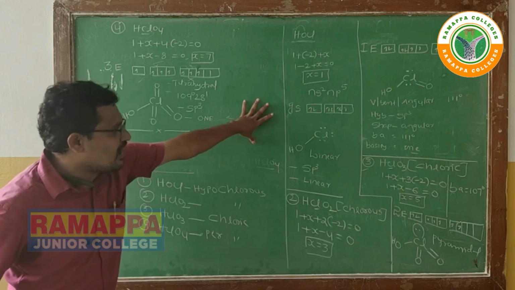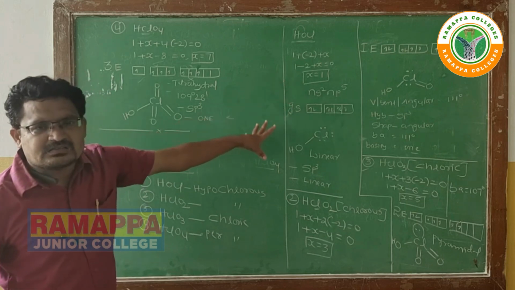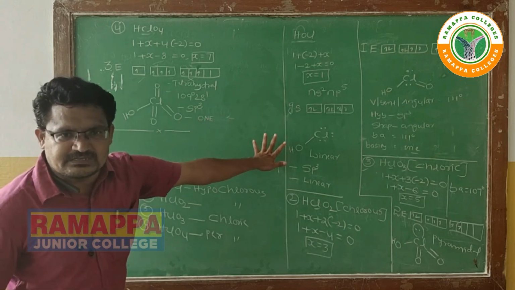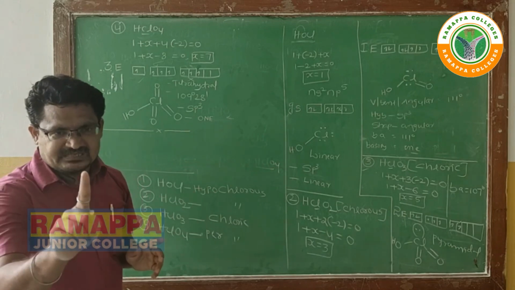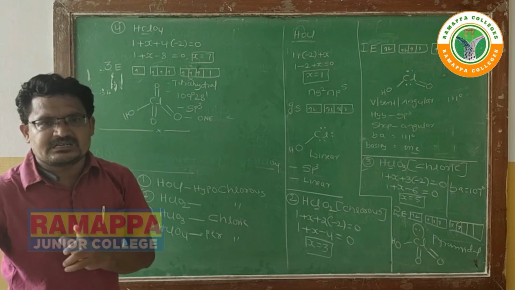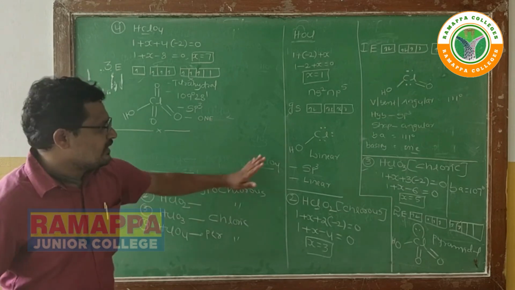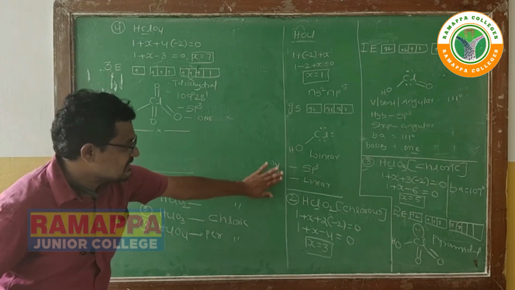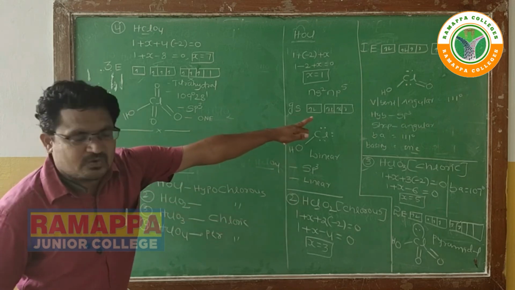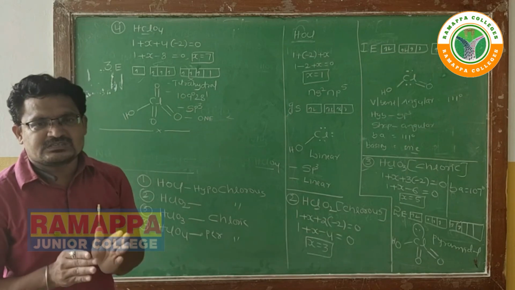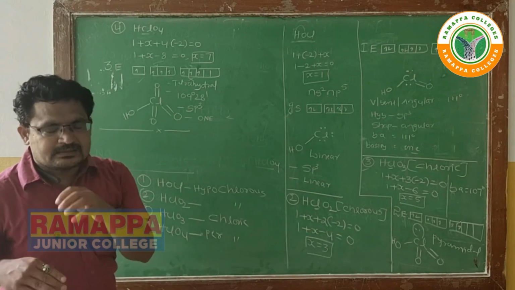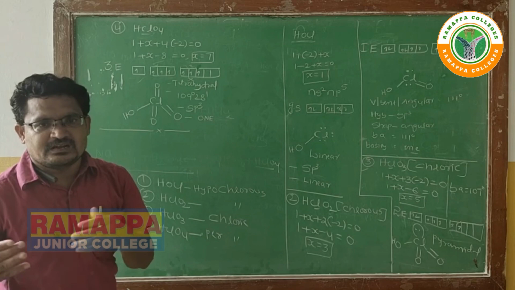All oxy acids of chlorine undergo sp3 hybridization and have 1 basicity. Simply, basicity depends upon the OH group. In the first one the shape is linear, the second is V shape, bent or angular, the third is pyramidal, the fourth is tetrahedral. So this is the oxy acids of chlorine. The remaining topic we will discuss in the next class.